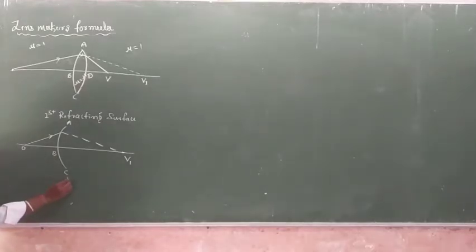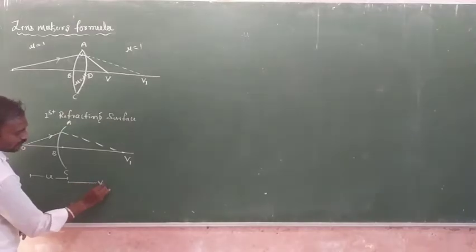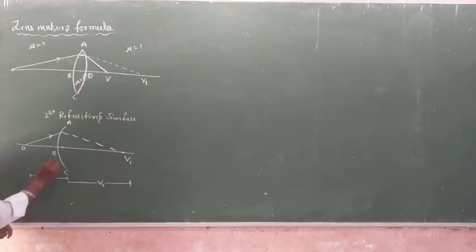Object distance is from the optic center to the object. Image distance is from the optic center to the image, and this we also consider as V1. And the distance from the refracting surface to the optic center is the radius of curvature R1.